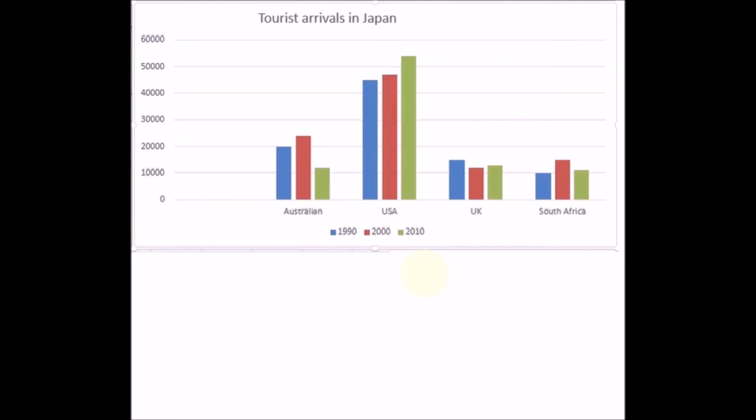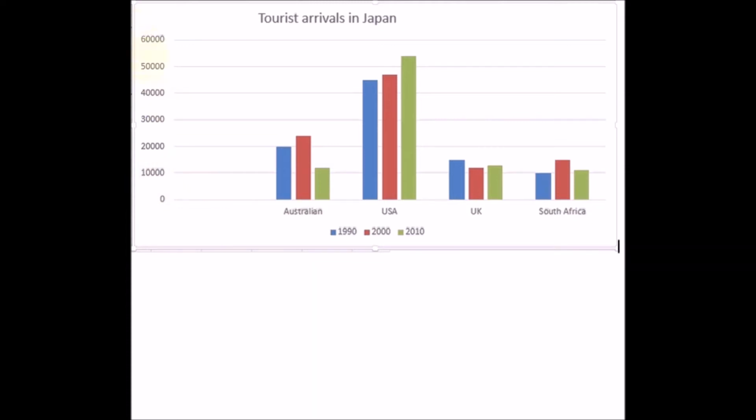This is a sample IELTS Task 1 bar graph. Let's take a good look at this bar graph and understand how to begin writing the IELTS Task 1. If you see the title here, it says Tourist Arrivals in Japan. So it's very important that you first look at the title and understand what it's about. Then look at the data points on the x-axis. Here you see that tourists from Australia, USA, UK, and South Africa are shown in this graph.